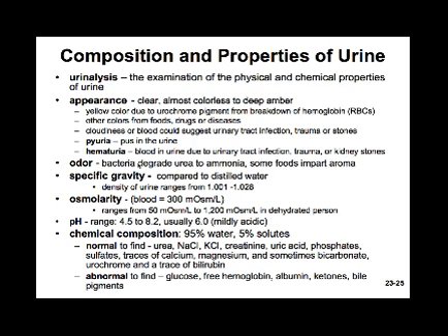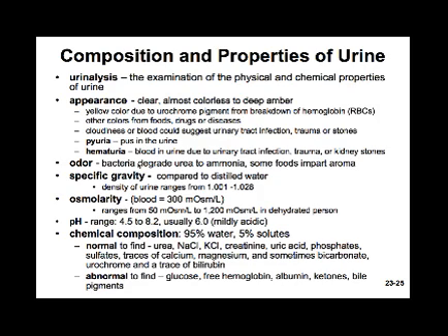Specific gravity. This is a ratio of the density of a substance to the density of distilled water. Distilled water has a specific gravity of 1.000, and urine ranges from about 1.001 to 1.028.